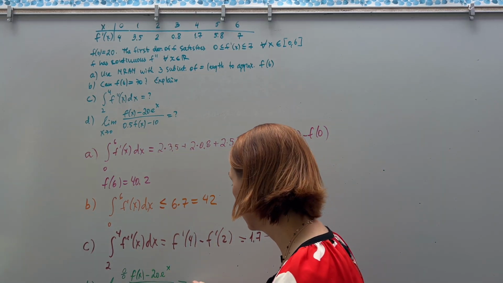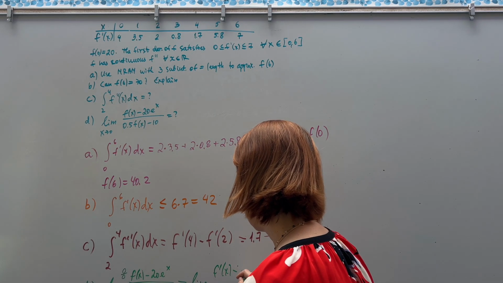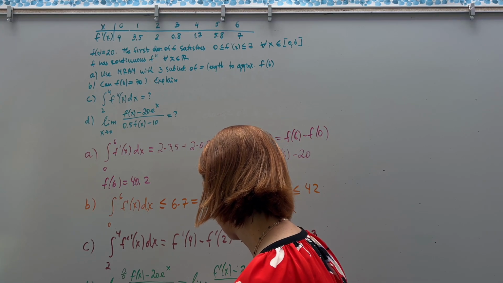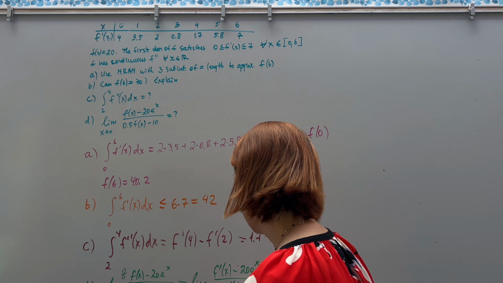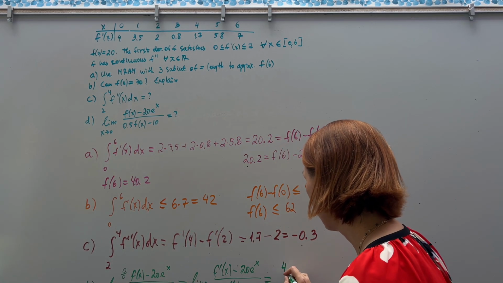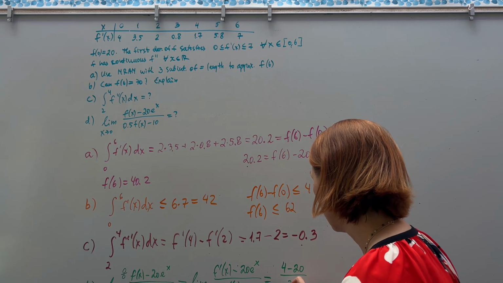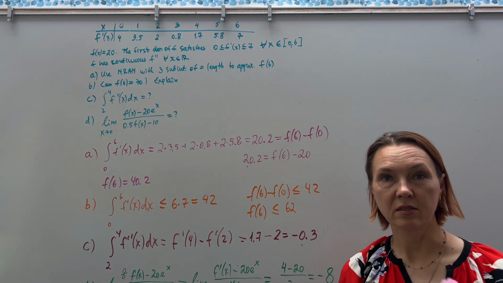So let's calculate the derivative of each one of those. We have f prime of x minus 20 e to the x, and then we have 0.5 f prime of x. Now f prime of 0 is 4, so now I have 4 minus 20, and 0.5 times 4 is 2. So 4 minus 20 over 2 is negative 8.